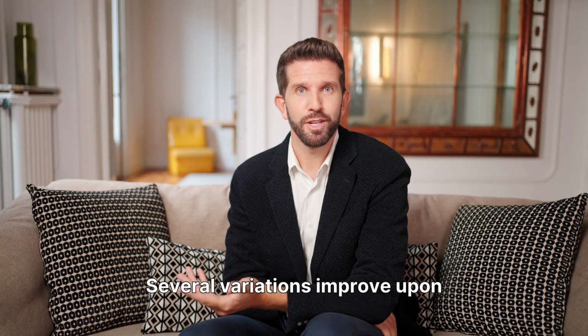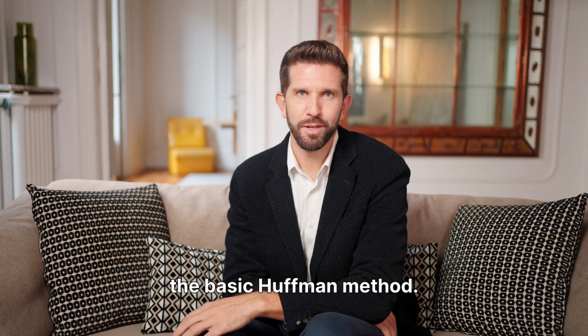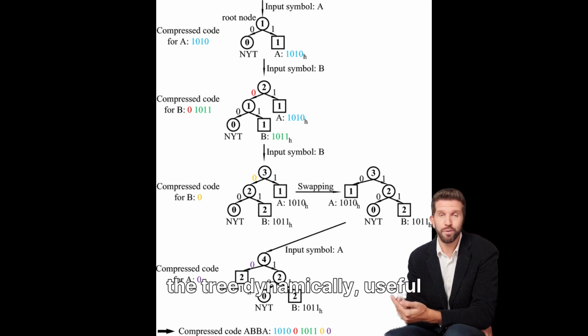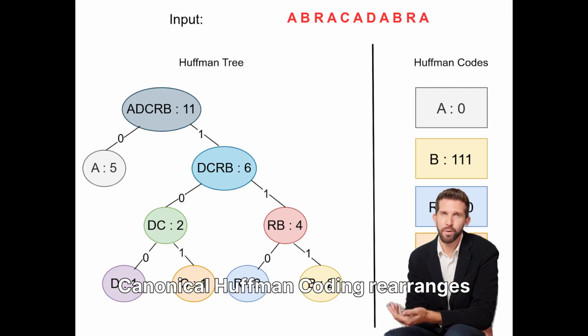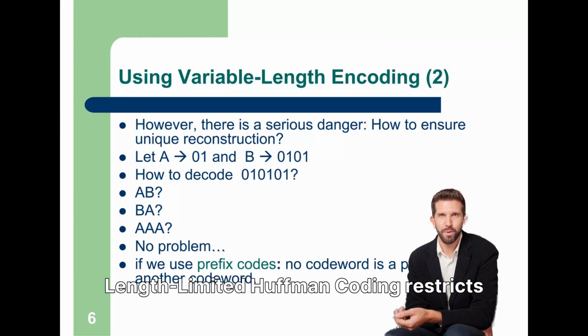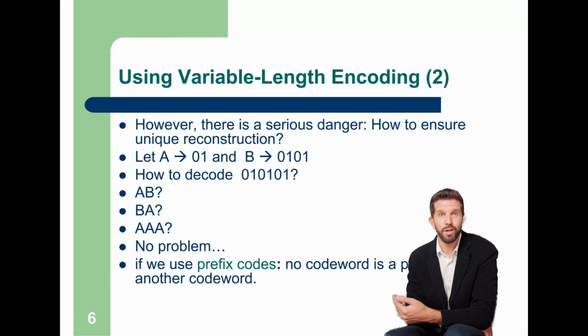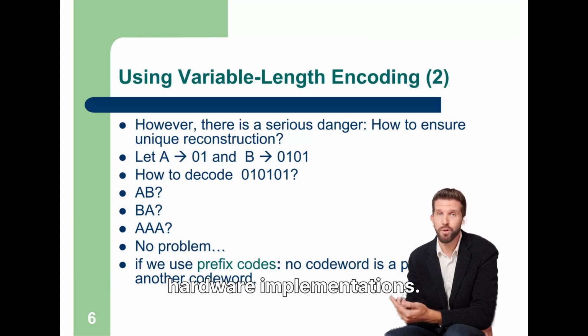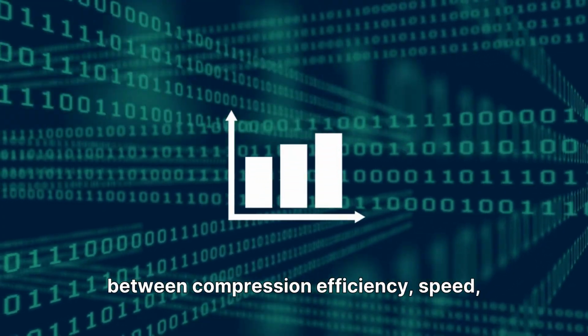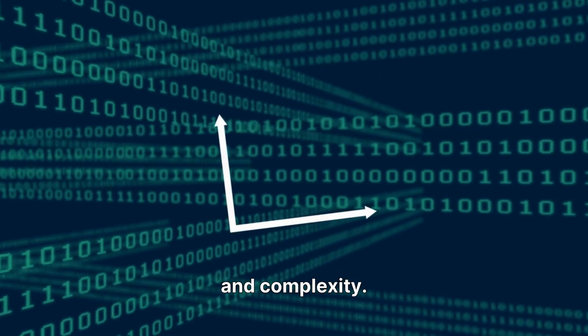Several variations improve upon the basic Huffman method. Adaptive Huffman coding updates the tree dynamically, useful for real-time compression. Canonical Huffman coding rearranges code words lexicographically for compact codebook representation. Length-limited Huffman coding restricts code word length, useful in hardware implementations. Each variant balances trade-offs between compression efficiency, speed, and complexity.